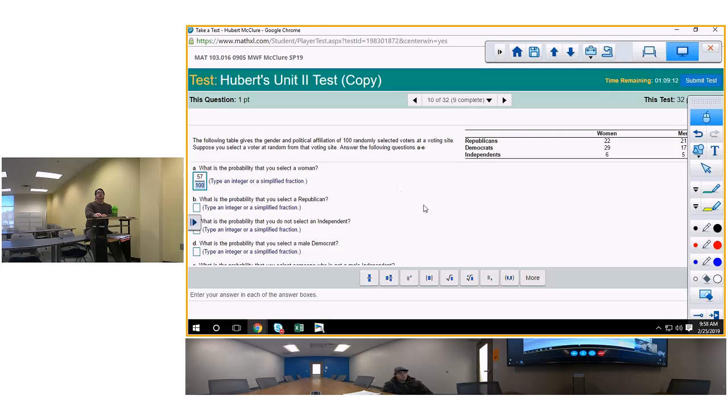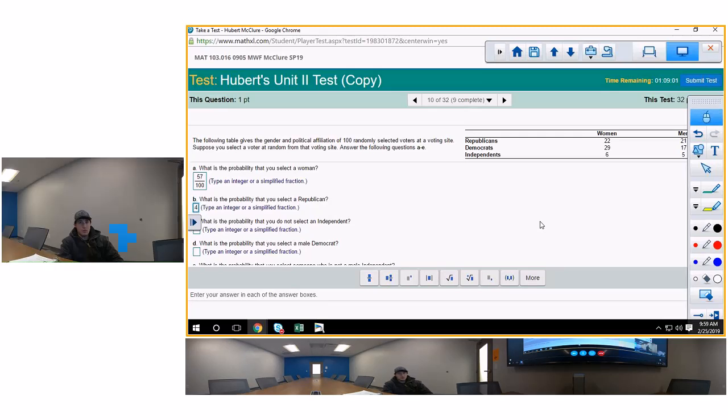It's just one line. What is the probability of selecting a Republican? Well, what's 22 plus 21? 43 out of 100. 43 out of 100.